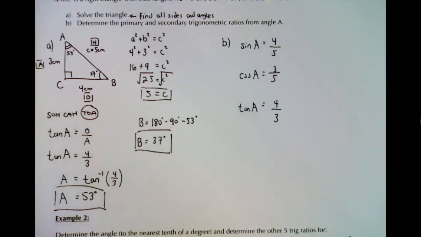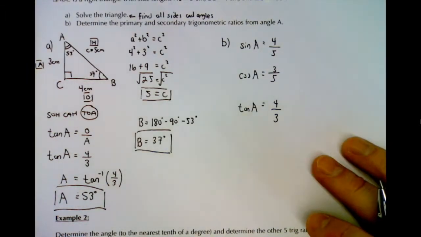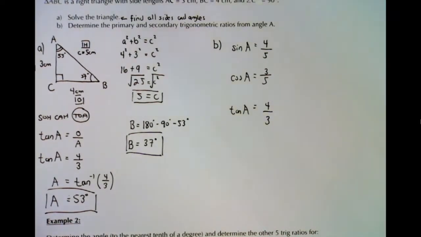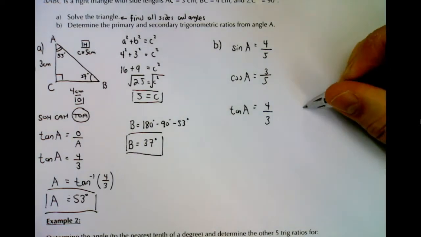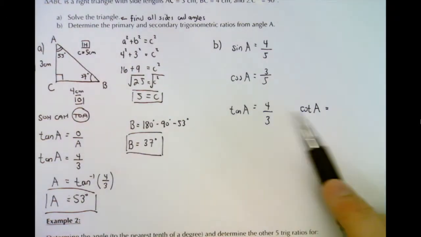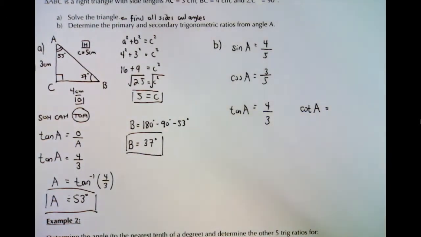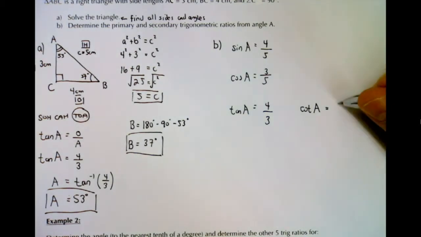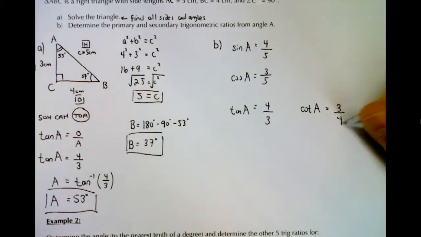Now the secondary trig ratios, this is the new stuff. This is what we got to remember. And the way I like to remember it is, if you can remember that the three ratios are cosecant, secant, and cotan. Cotan goes with tan. So cotan A goes with tan. Tan and cotan, it kind of makes sense that they go together. It's the reciprocal of tan. So that means its ratio would be 3 over 4.